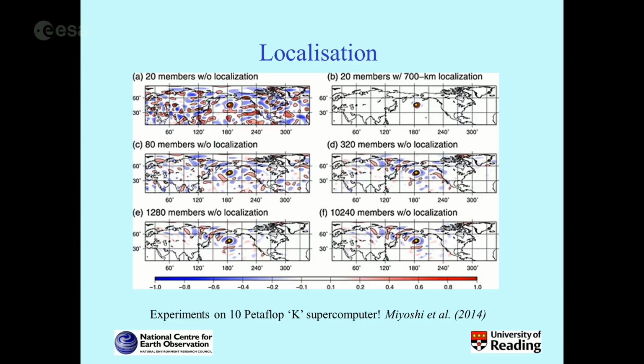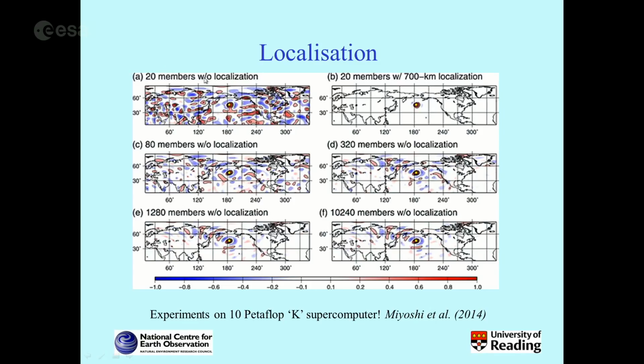I spoke yesterday about the ensemble Kalman filter and localization. This is an example of this. This is an example of what happens if we don't use localization. This was run by people in Japan, Miyoshi et al., using an ensemble Kalman filter. As I said, if we don't use localization, if we just use the ensembles to generate covariances, we can end up with ensemble noise. If you look at the top left picture, A here, this is from just 20 ensemble members in our ensemble Kalman filter. Here we have some kind of signal, but you can see we have lots of noise, which is spurious just because we don't have enough ensemble members.